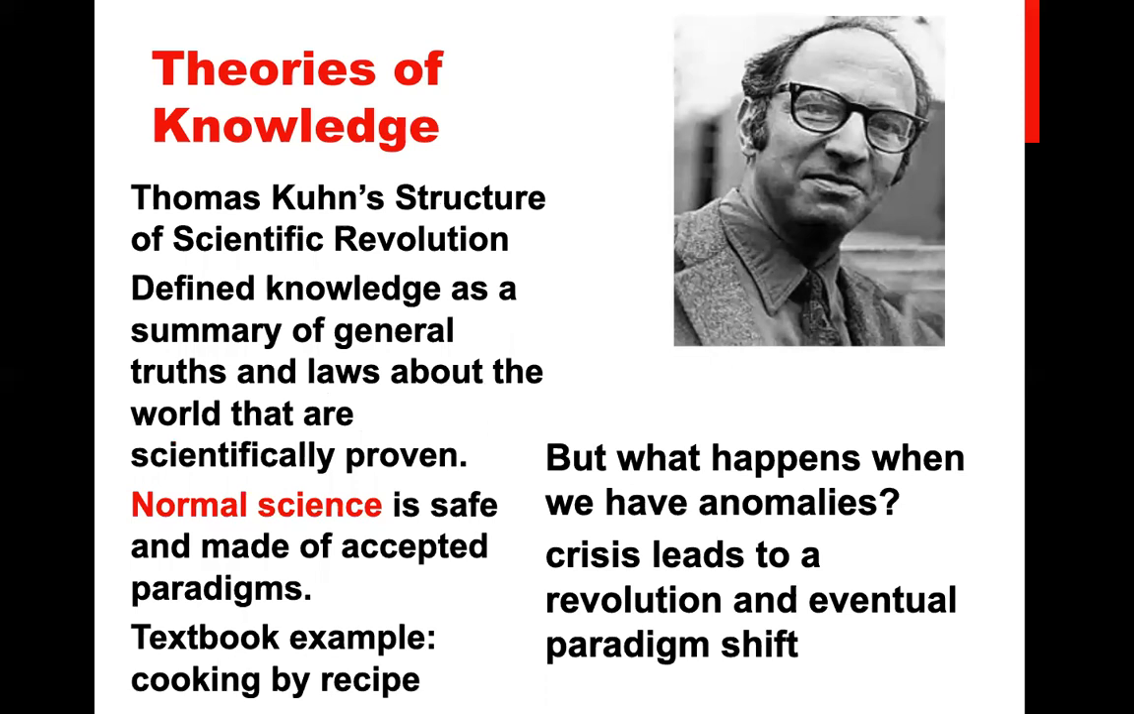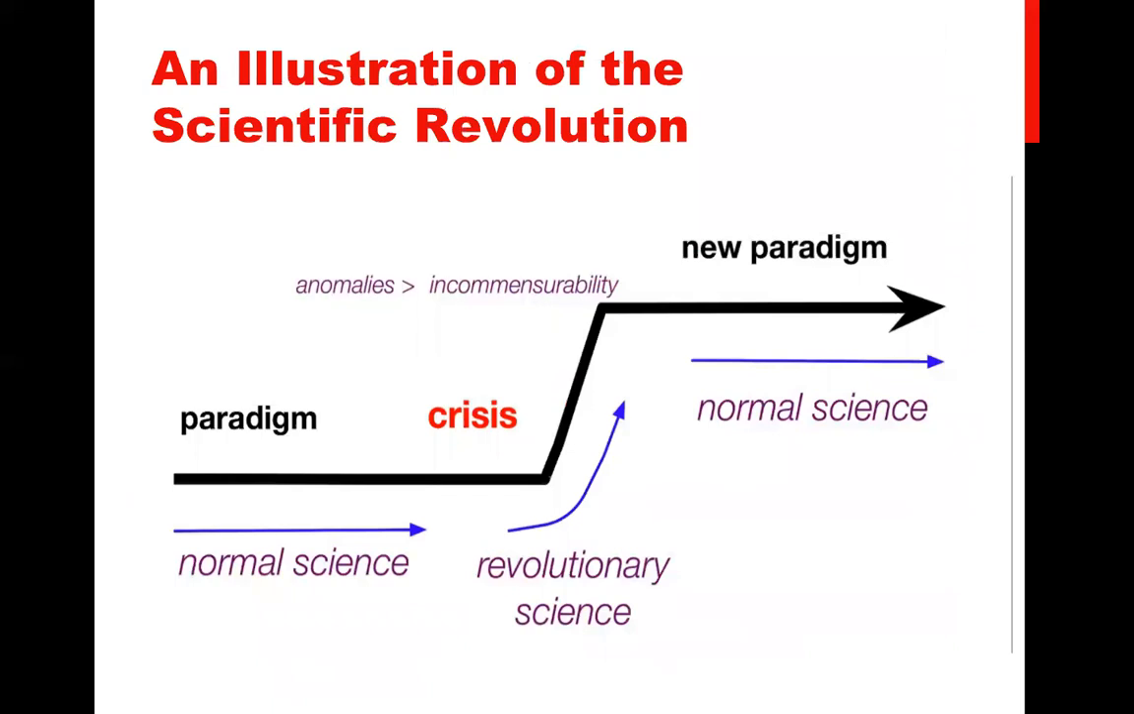The second theorist from this chapter is Thomas Kuhn, and his theory, the structure of scientific revolutions, is as follows. He defines knowledge as a summary of general truths and laws about the world that are scientifically proven. And actually, as I go over this, I'm going to go to this slide, which is just a cool little graphic. So he's like, okay, we have these accepted truths that explain the world in what he calls paradigms.